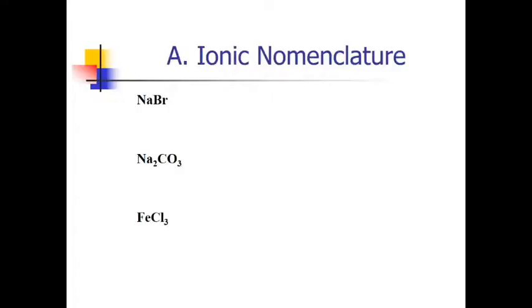Now we're going to look at formula to name. You had some rules. Go back and look at that one page that we have that says for ionic names. This first one only has 2 elements. So that means the ending should be "-ide". The name of Na is sodium. Great. The name of Br is bromine. But because it's the anion and it's the second element, we change the ending to "-ide". It is sodium bromide.